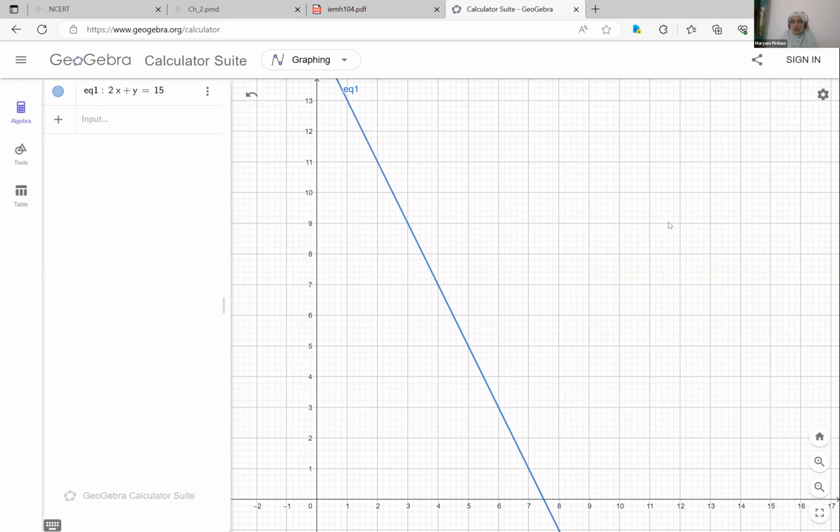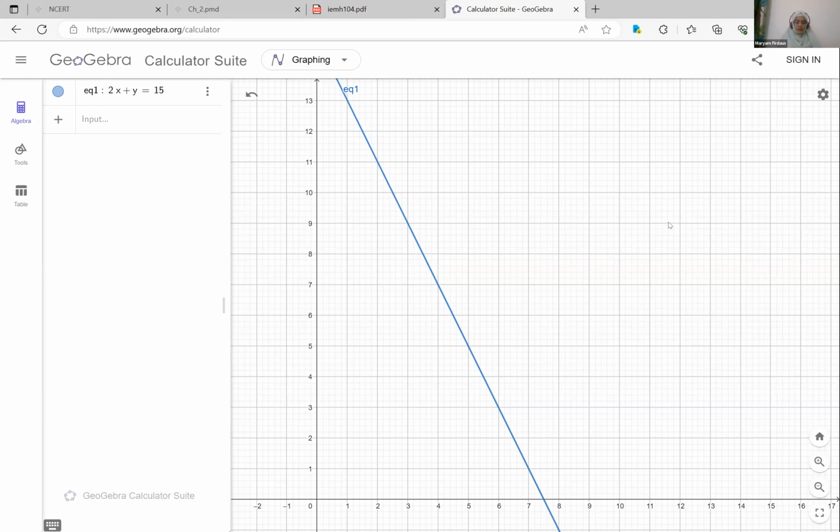Let's put x as 0. Yes, let's put x as 0. So when you put x as 0, this entire x term disappears. What are we left with? y equals 15. Very good. So that means y equals 15.